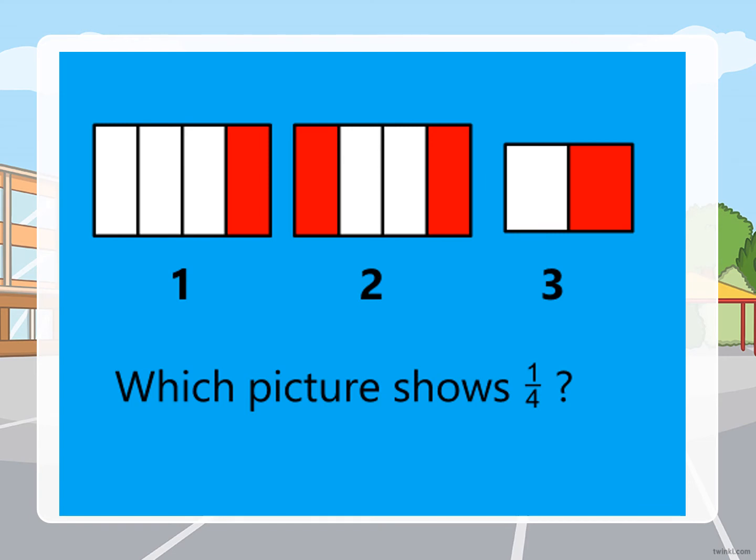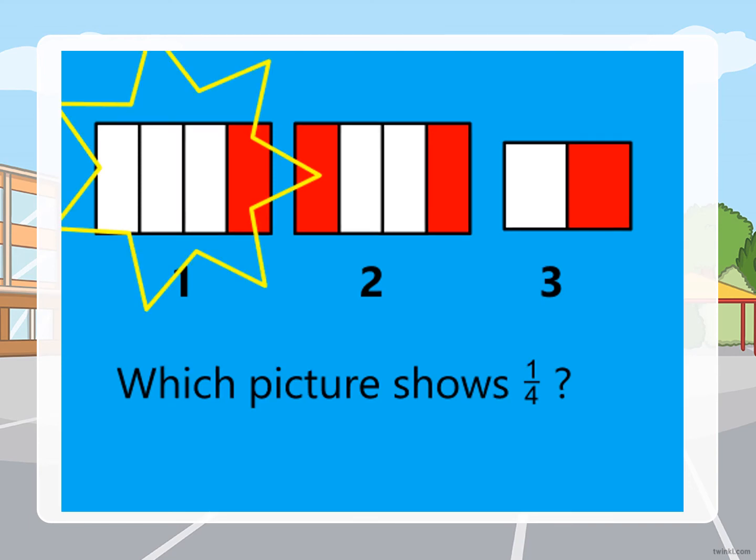Now the picture's saying 1/4. So it means only one of the boxes out of the 4 needs to be coloured. Let's have a look at box number 1. Yep, there is 1 red box. So 1 out of those 4 are coloured. So that means 1/4 is coloured. So number 1 can have a tick. Number 2, it's got 4 parts, but how many are coloured? Oh, there's 2 parts coloured red there. So in question 2, there are 2 quarters coloured. So therefore, we now know that picture 1 is the picture that shows us 1/4. So there you go, there's the answer.